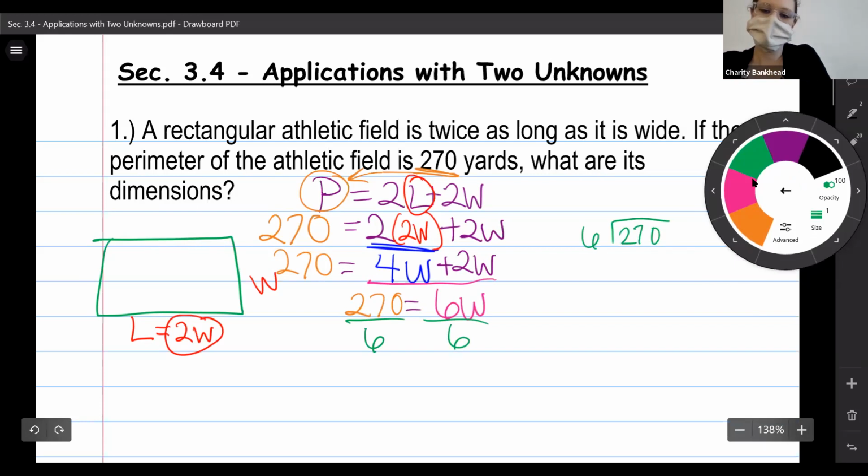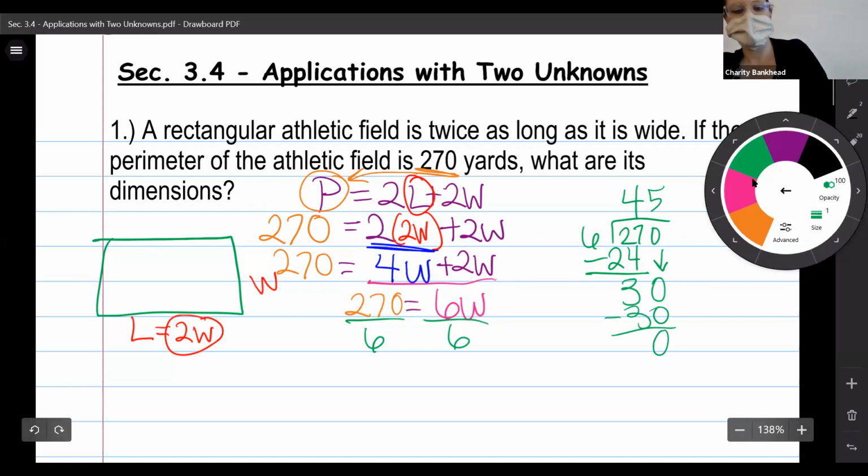So 6 would go into 27 4 times. 4 times 6 is 24. 27 minus 24 is 3. Bring down the 0. And then 6 would go into 30 exactly 5 times. And so 45 yards is equal to the width.